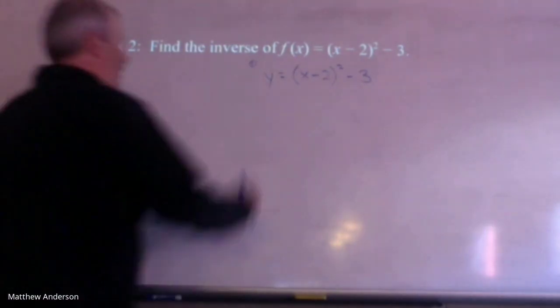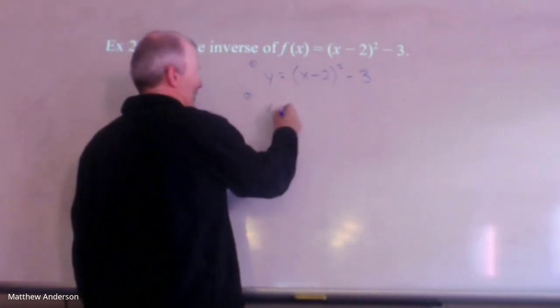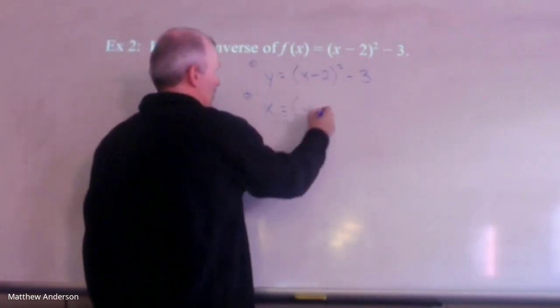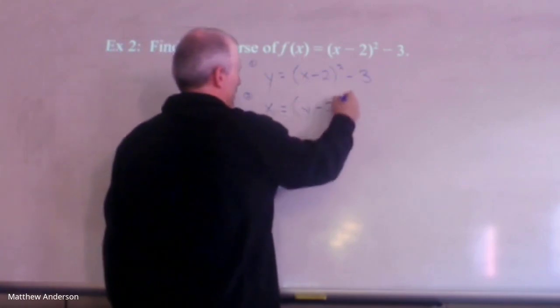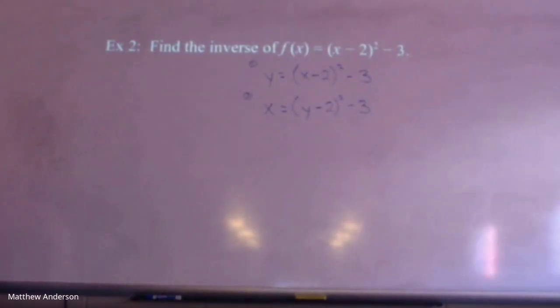Correct. Step 2, interchange the x and y. So here's what that looks like. Here's a y. We're going to replace it with an x. Here's an x. We're going to replace it with a y. And the rest of the stuff we just copy down. We don't change anything else. Just the x's and y's get swapped out for the other one.